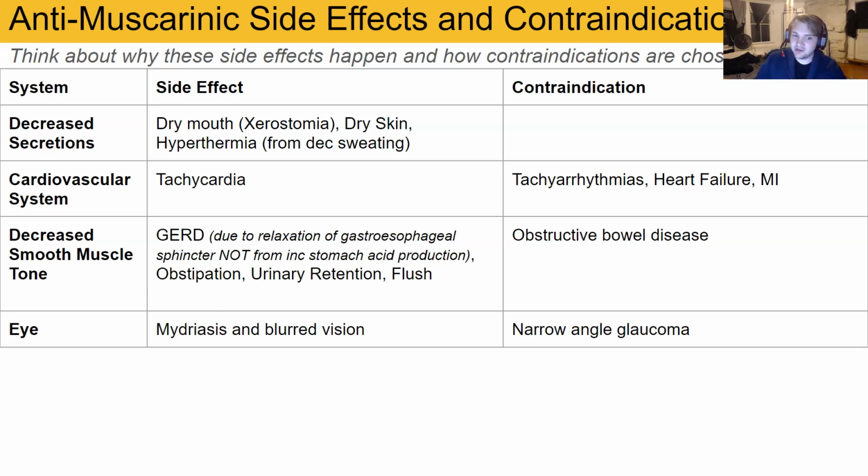Obstipation, urinary retention, flushing, all big effects of decreasing that smooth muscle tone. And then, of course, the mydriasis is a side effect of taking the drug. So you'd have blurry vision because now you can't focus your eye in bright light.